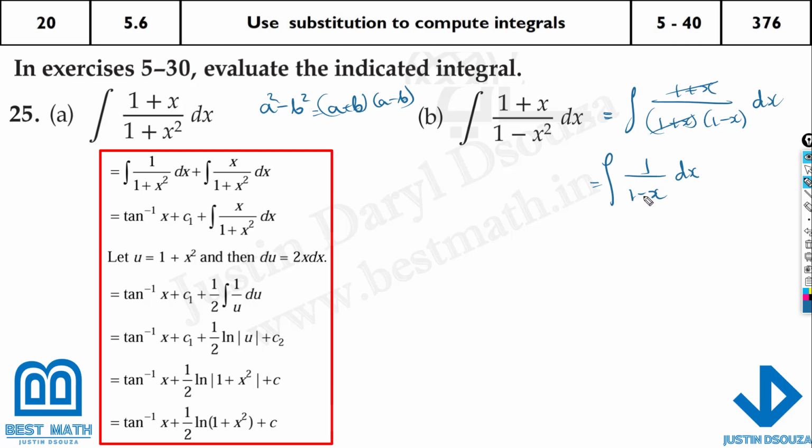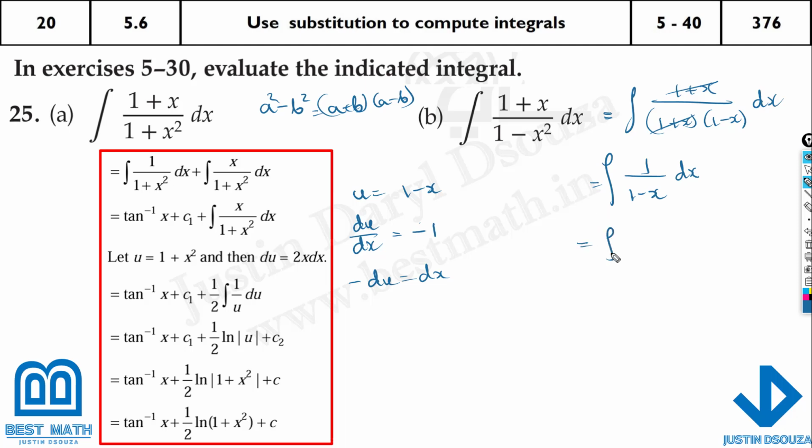You can just assume whatever is in the denominator to be u. So u will be 1 minus x, because we do not know the rule for this. It's not 1 minus x squared or something. We don't have an actual rule. So we write u is equal to 1 minus x. Derive this, du by dx is equal to minus 1. So what is basically the dx value? This minus 1 to the other side, minus du will be equal to dx.